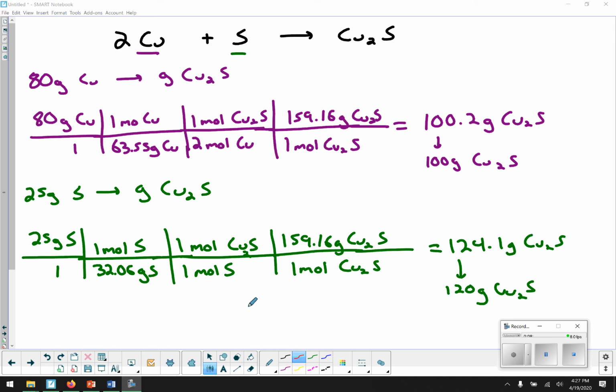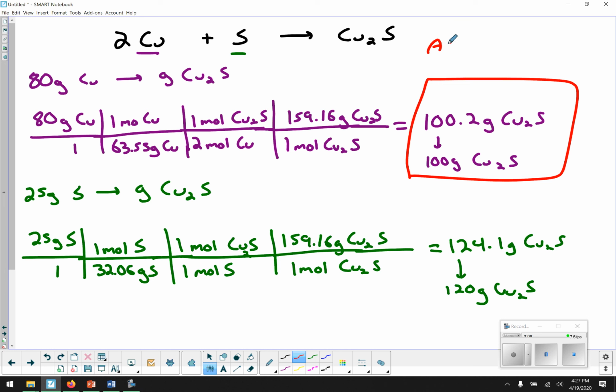So what does this mean? Well, it means I can only make the smaller amount. This is what I will actually make. The reason for that is when I make 100 grams of copper 1 sulfide, I then run out of copper. That uses up all my copper. Yes, I have more sulfur left over, but that doesn't matter. The reaction stops because there's no more copper to react with it. So the lower amount when you do this tells you the amount you actually made.